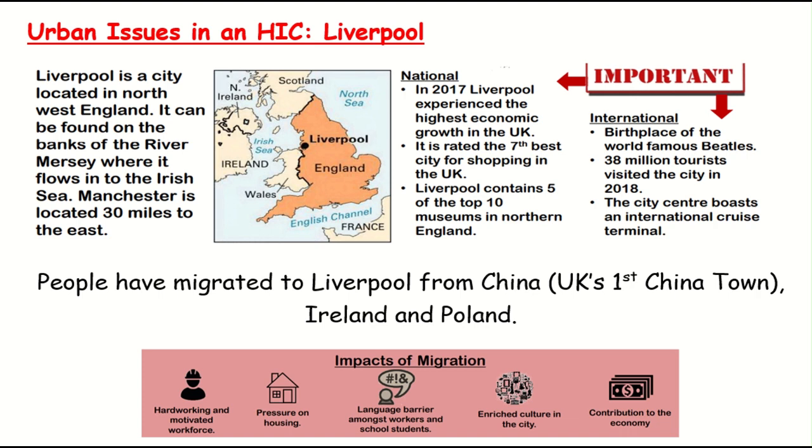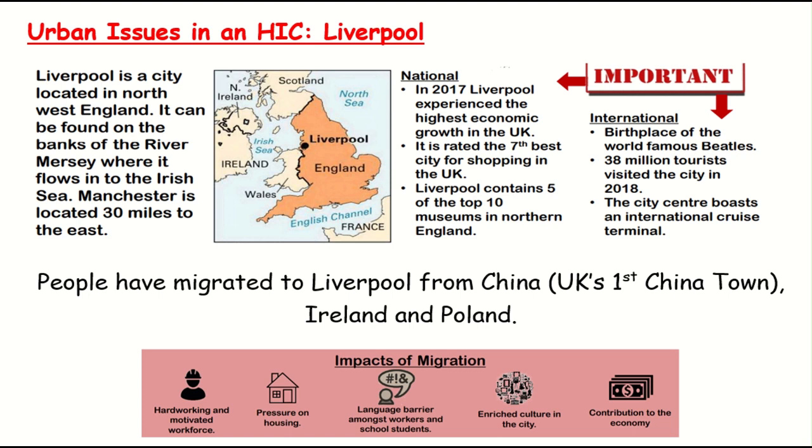The other main migration was from China, and Liverpool had the UK's first Chinatown. Now, I would say here that this has really enriched the culture in the city, and I would also say that there's a huge contribution to the economy, in particular with Irish and Chinese tourists nowadays as well. Most of the people nowadays that are migrating are either refugees from places like Syria or Afghanistan, and also from Eastern Europe and Poland as well.